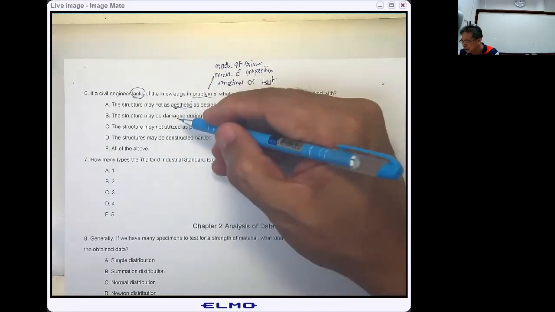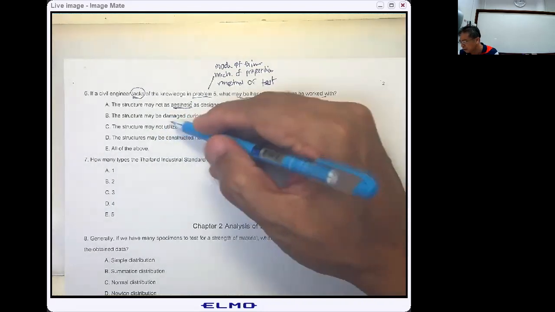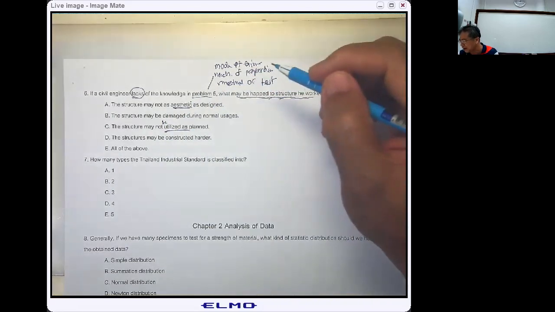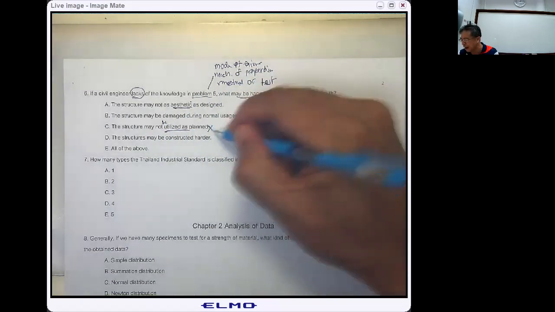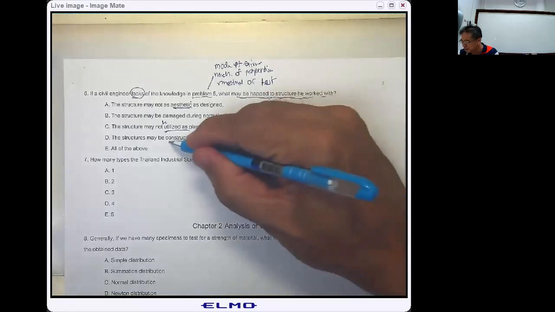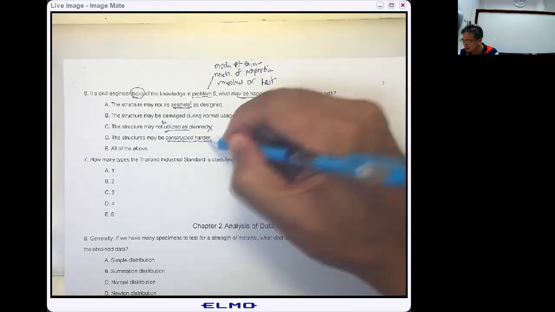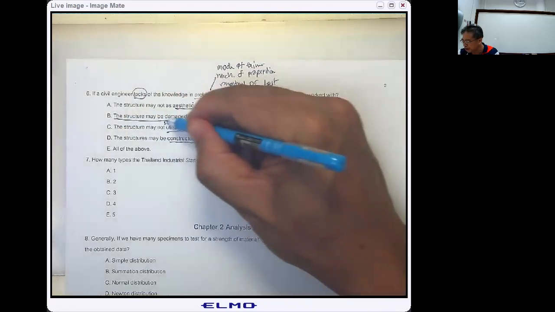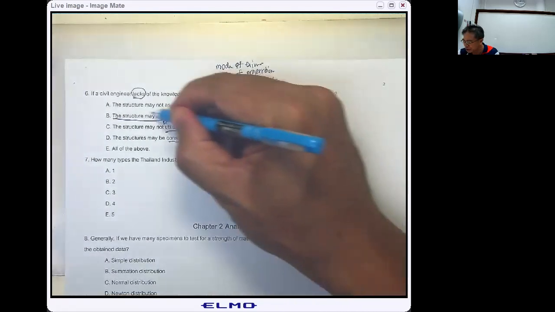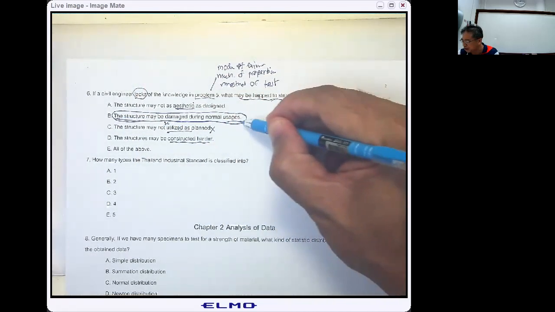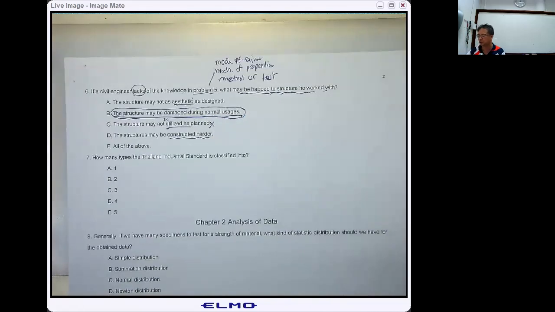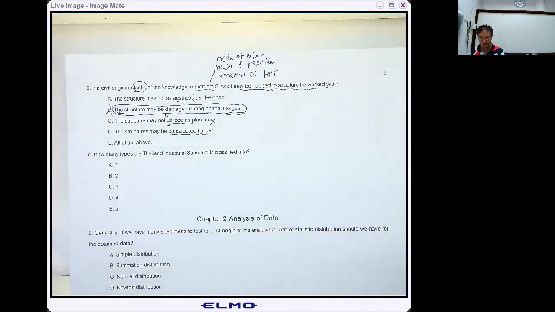It may be that the structure may not be utilized as planned. That's a part of it, but not really impacted. Okay, and the structure may be constructed harder. That's not really it, but for sure, if you don't have the knowledge of this, you may analyze the structure wrong. You may design the structure in the wrong direction, and then it may cause damage to the structure. Okay, I think this one is going to be the answer.